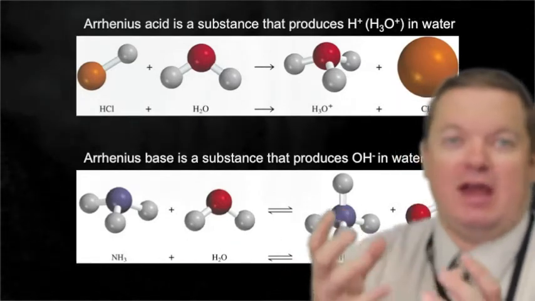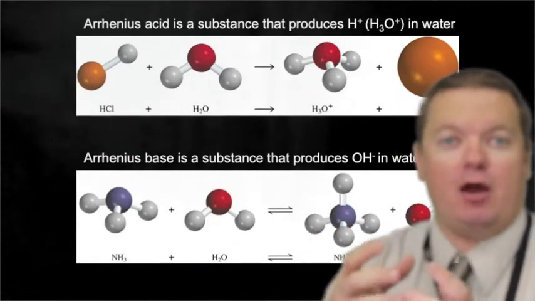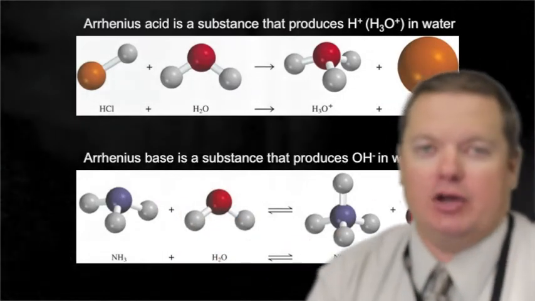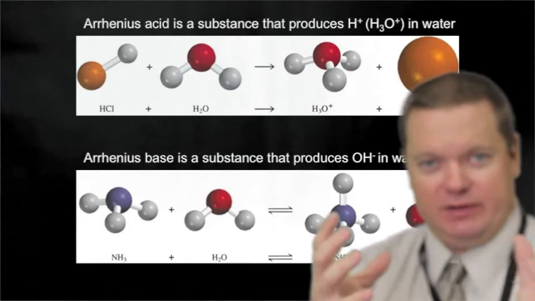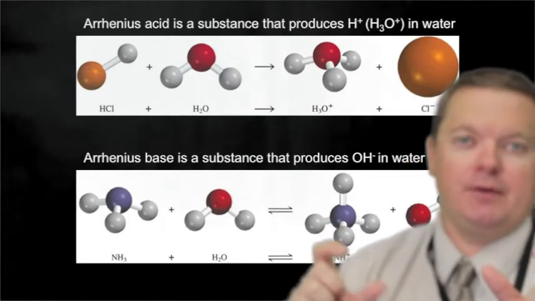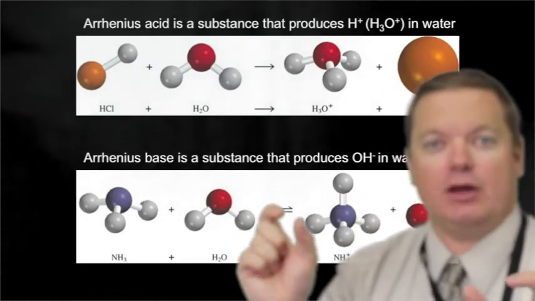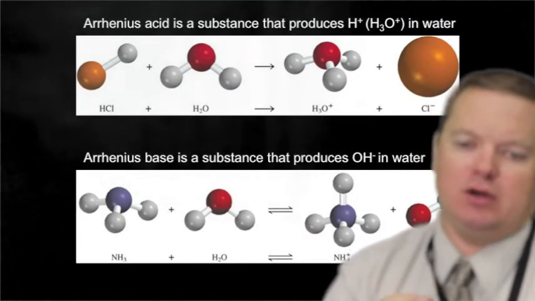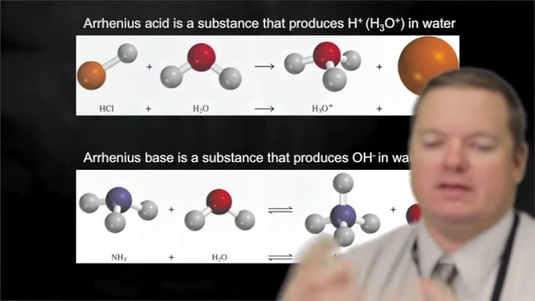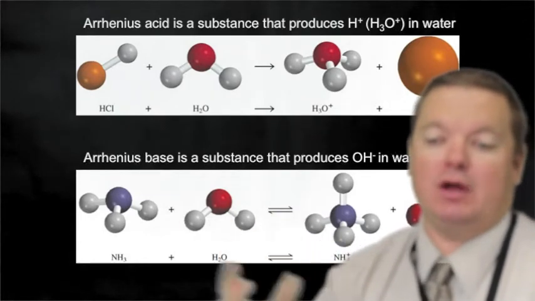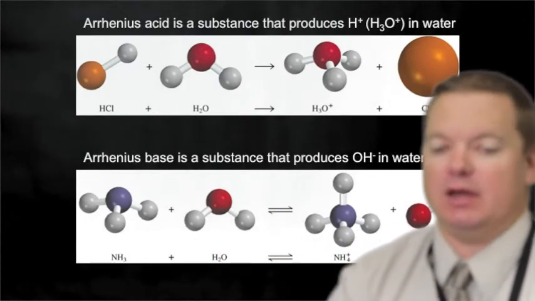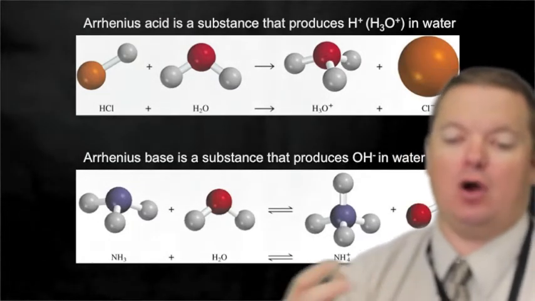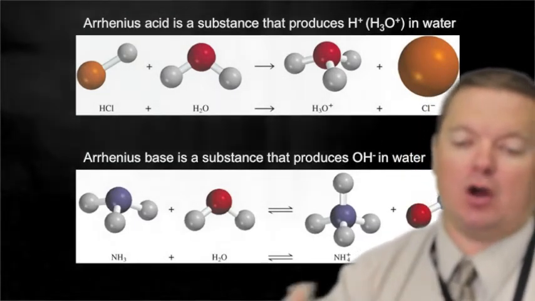Either way, this H+ is just a hydrogen atom without an electron. If you remember, the hydrogen atom has a single proton and a single electron. We take away that electron, then we have a single proton. So we're forming this H+; the H3O+ is just the hydrated form of that. We'll see in a second. An Arrhenius base is a substance that produces OH- in water, the hydroxide ion.